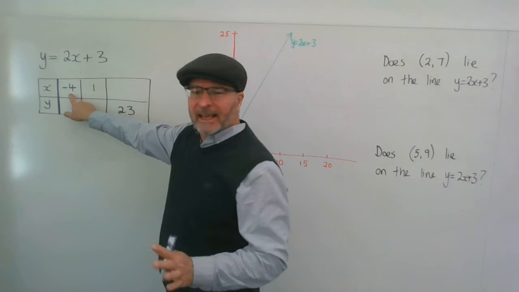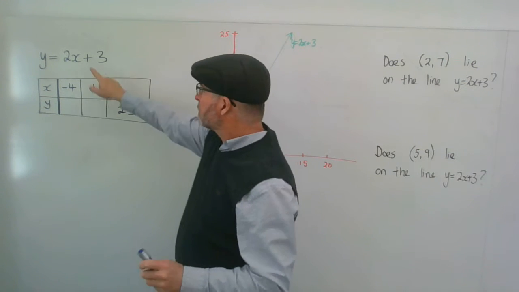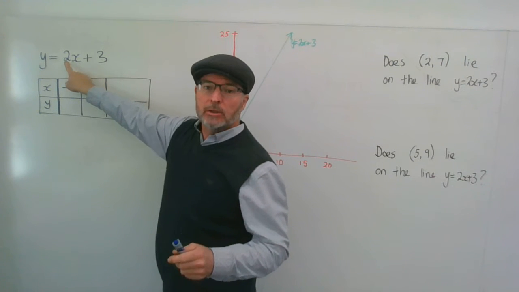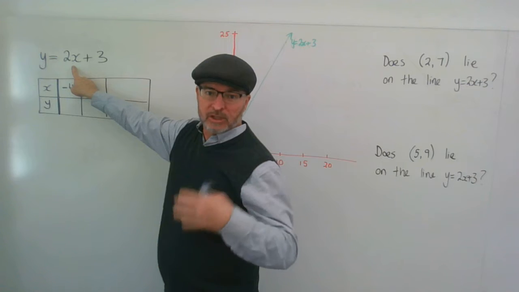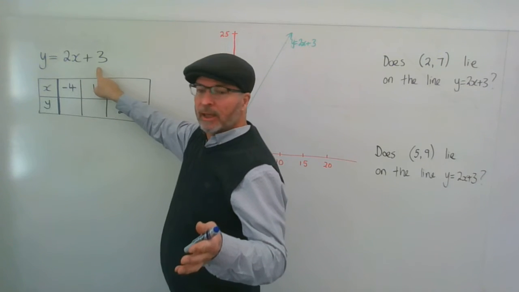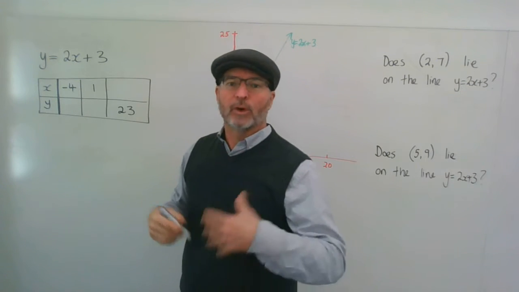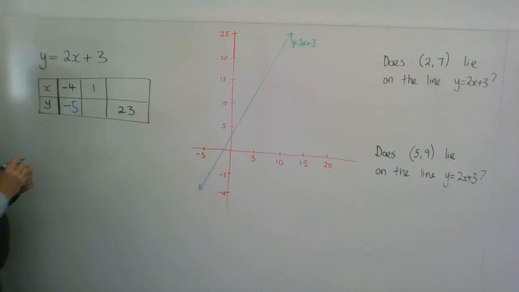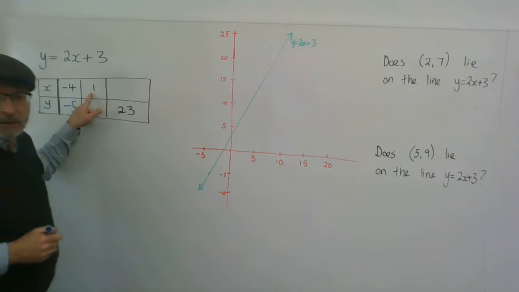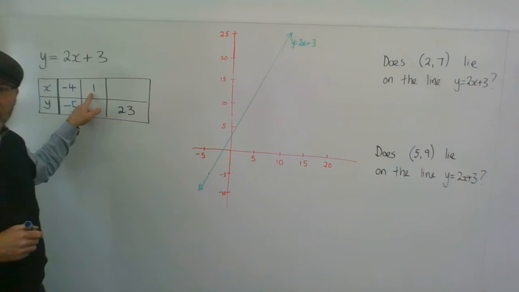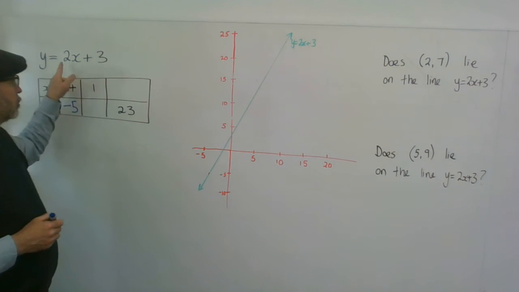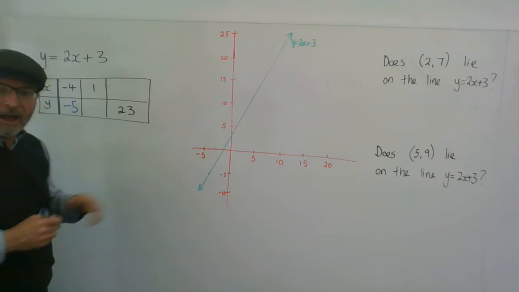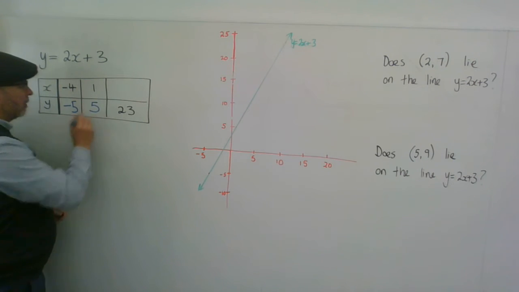First of all, x is minus 4. So we put minus 4 in for x here. It says 2 times minus 4, which is minus 8, plus 3, which is minus 5, or negative 5. So I'll put that in here in the function box. Next, x is equal to 1. So let's put that in here. 2 times 1 is 2, plus 3, 5. Y is 5.